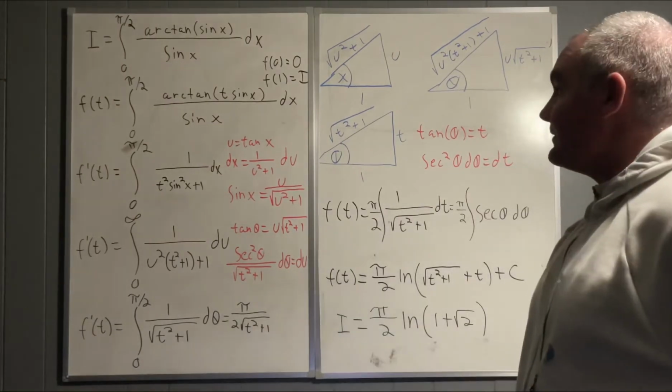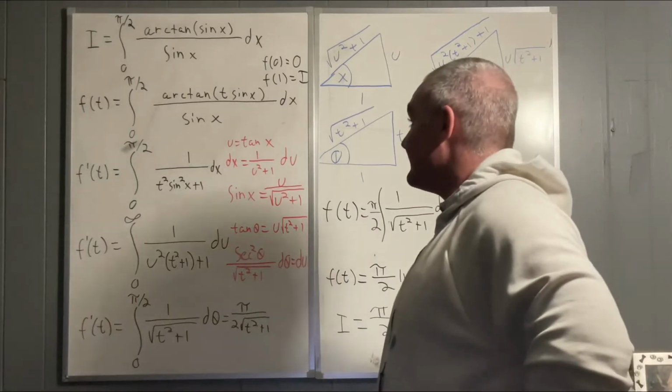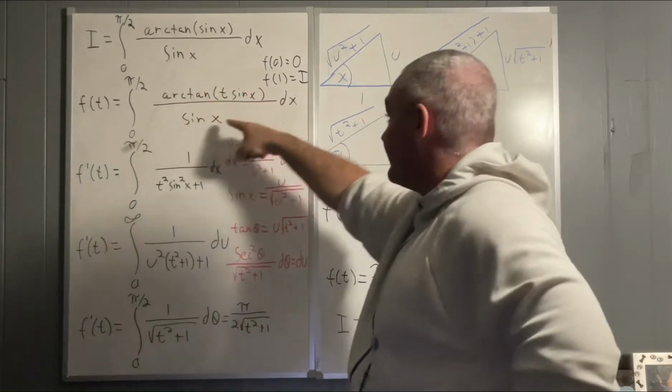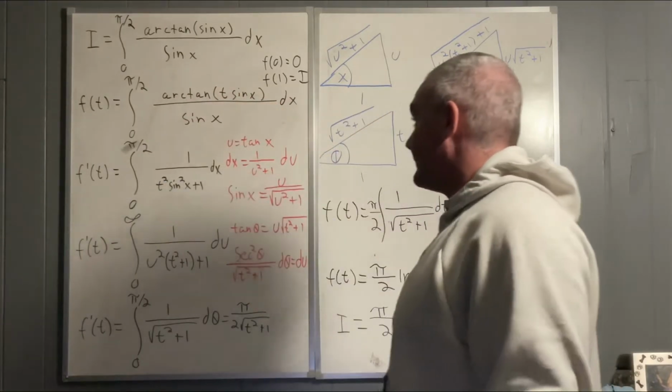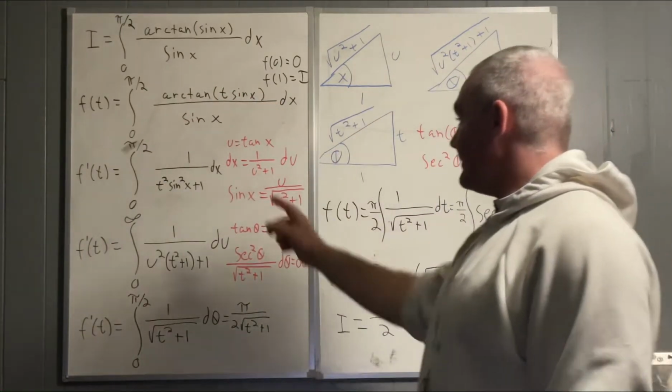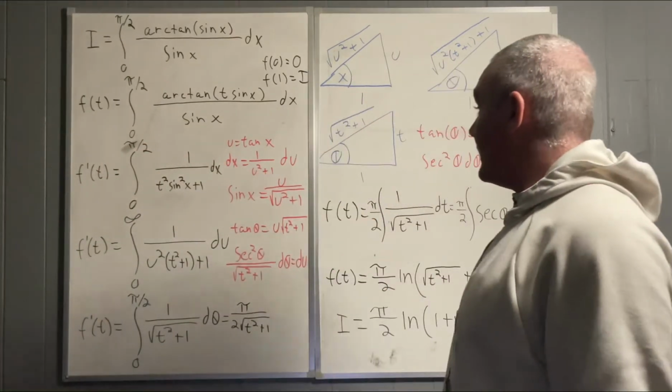The next step is to use the Leibniz rule to take a derivative with respect to t of the function by simply taking a partial derivative with respect to t of the integrand right there. And what you get if you do that is this, and I'll leave it to you to verify that.